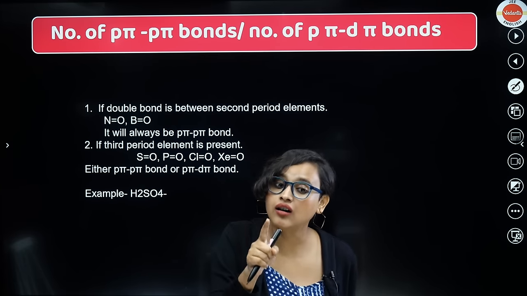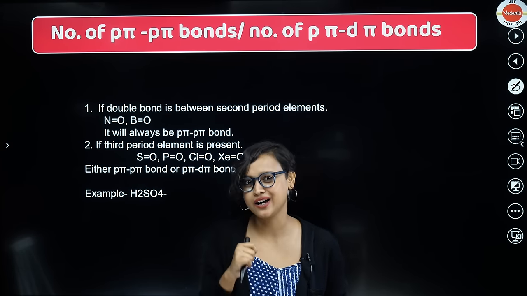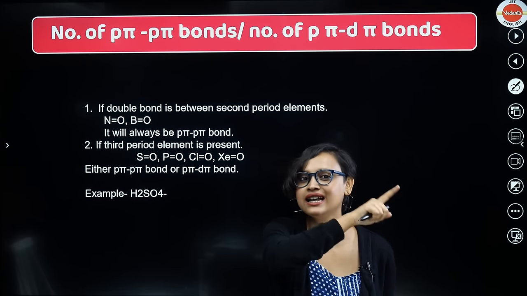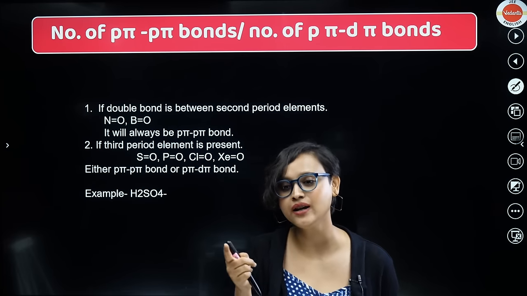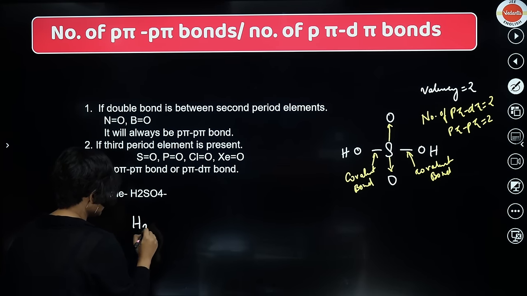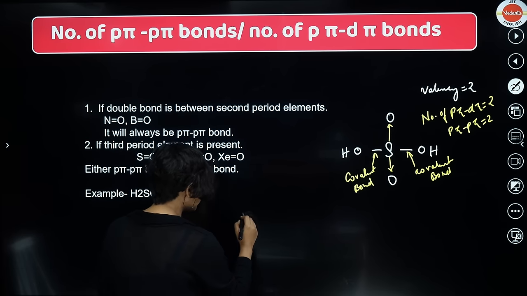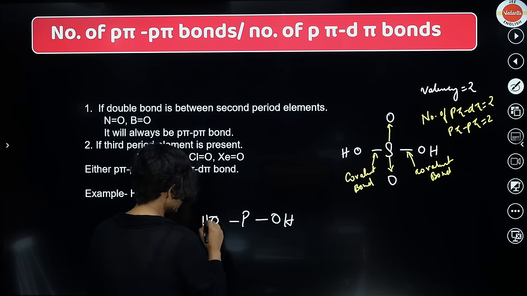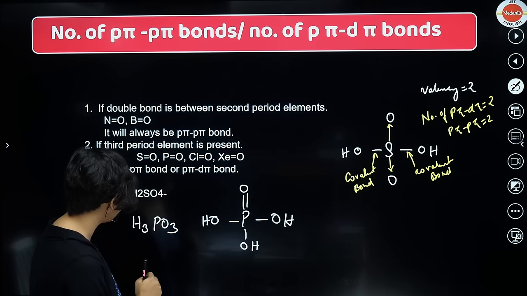But if there is a third period element present, after oxygen, what do you have? Sulfur. After carbon, you have silicon. After nitrogen, you have phosphorus, right? Whenever these elements are present, it can either be p pi d pi or it can be p pi. Okay, H3PO3 works. Let's take the example of H3PO3. If we take H3PO3, that means P is my central atom, it will be OH here, OH here, OH here, and then a double bond O, PO3.